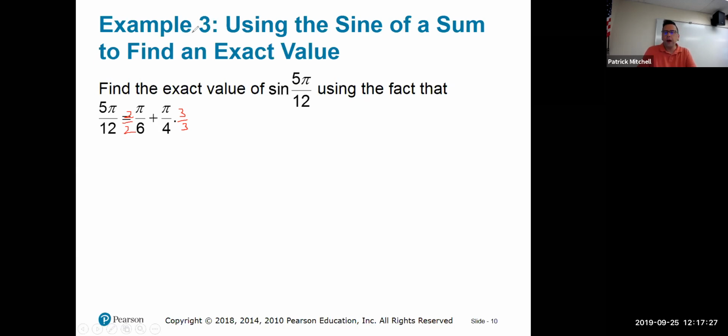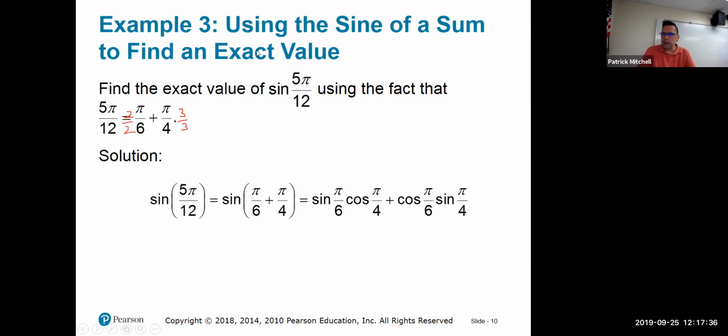All right. So if you need to find the exact value of sine 5 pi over 12, let me take this one step at a time. I'm not crazy about when these things show so many steps all at once. It's too hard to change it though.